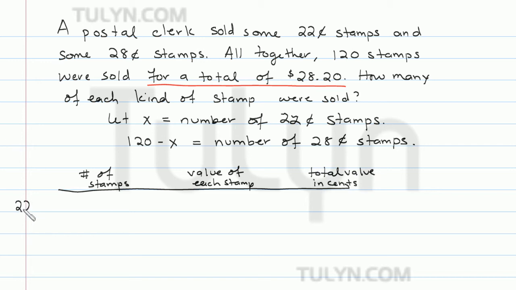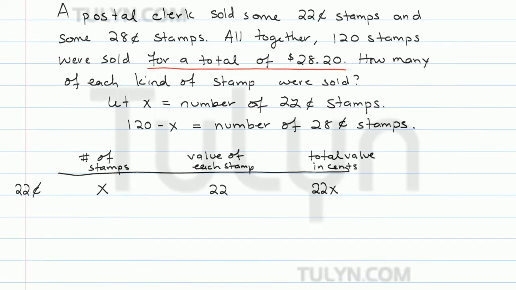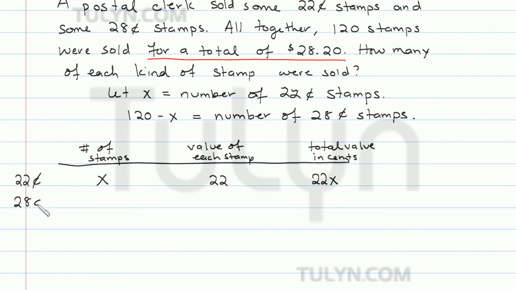So, for example, for the 22-cent stamp, the number of stamps is equal to X, and each stamp is 22 cents. So the total value is going to be the value of each stamp times how many stamps there are, in other words, 22 times X. And for the 28-cent stamps, the number of stamps is 120 minus X, and each of them is worth 28 cents, so the total value in cents is going to be 28 times (120 minus X).